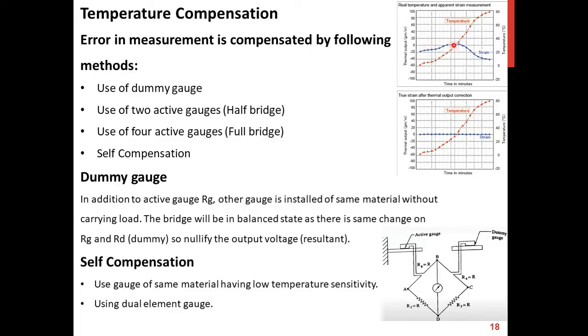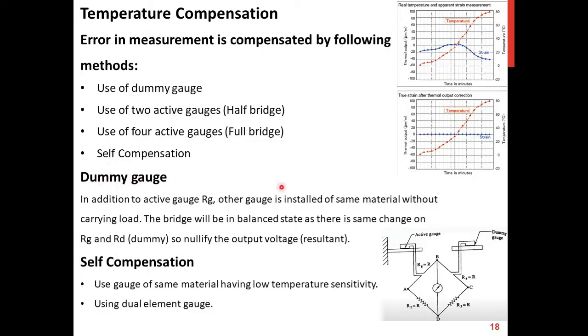On the right-hand side, the above graph shows the variation in temperature, while there is also a change in strain, which is not desirable. We want a graph where, when there is a change in the temperature, the strain graph remains constant at the zero line. This can be achieved by using the following techniques.